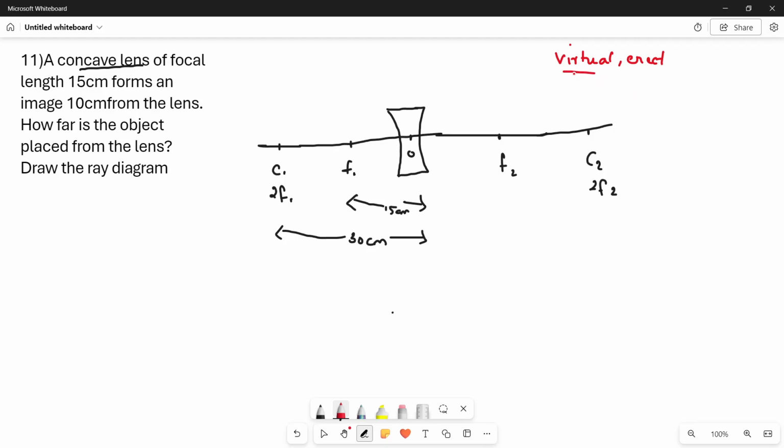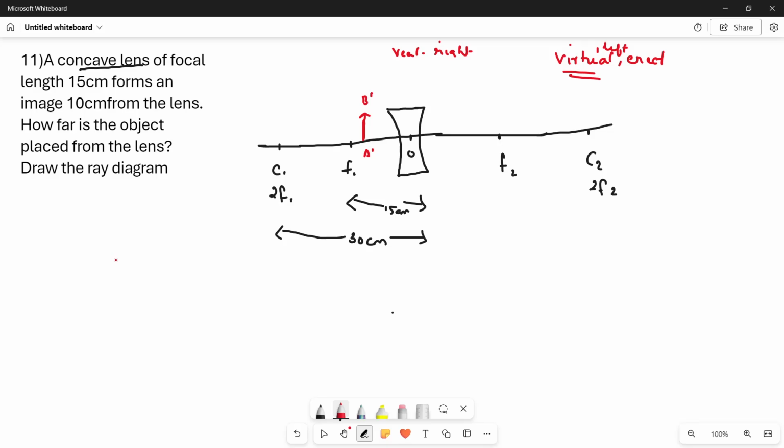Since it is virtual, always the image will be on the left hand side. So keep this in mind. Real means the image will be on the right hand side. Virtual means it will be on the left hand side. So 10 centimeter from this lens, so 10 centimeter left hand side to the lens. Here is your image formed, A dash, B dash. So where will be the object placed? How far is the object placed from the lens?